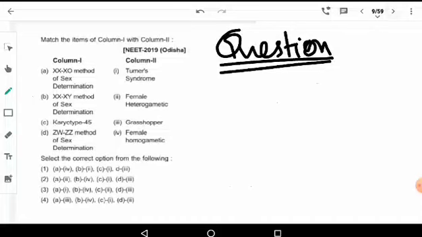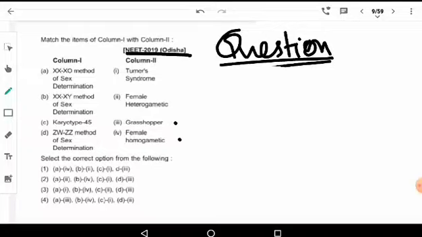Now let's move forward with a question related to sex determination. This is a very recently asked question in NEET 2019 Odisha paper. So let's do this question. Match the items of column 1 with column 2. First one is XX-XO method of sex determination, and we had studied that XX-XO method of sex determination is where females are going to be homogametic. So A should be matched with 4. Sorry, we can say XX-XO method is female homogametic, and also we can match it with grasshopper, right? So two possibilities are here.